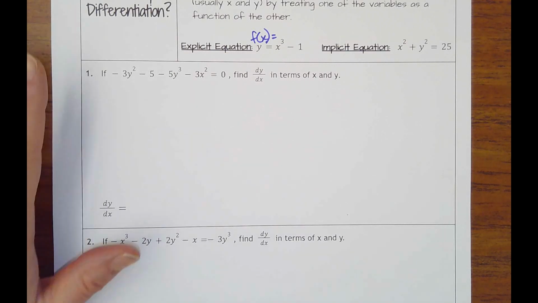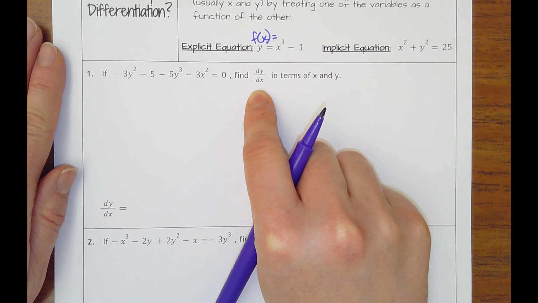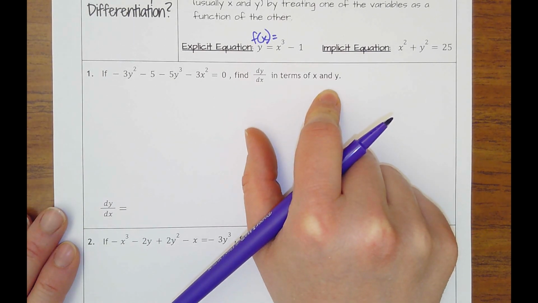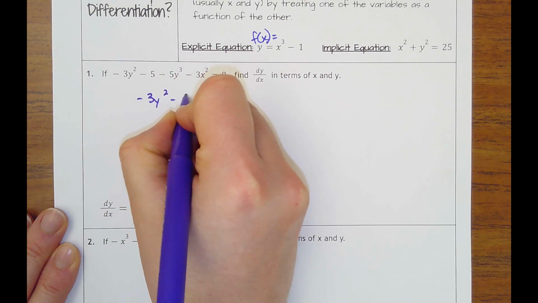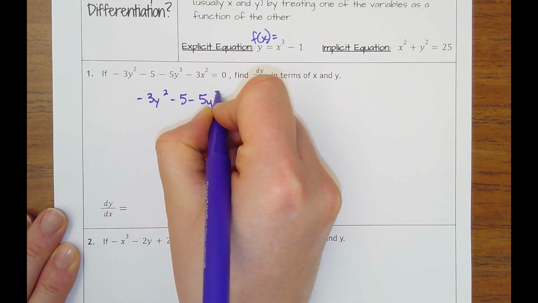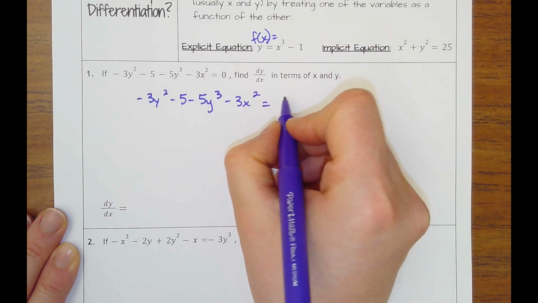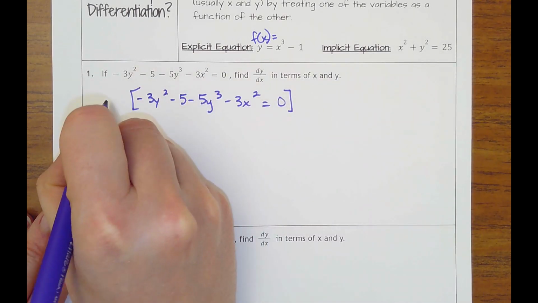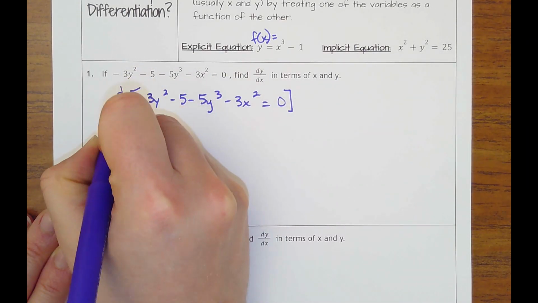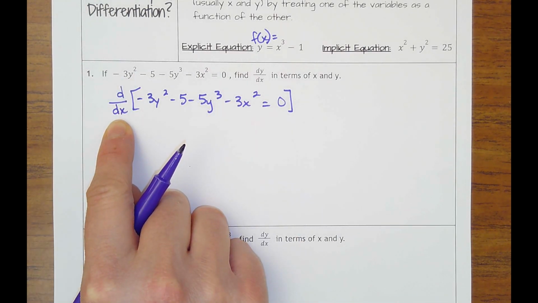So let's try number one. We've got this equation here. It's set equal to 0, which sometimes it is, sometimes it isn't. Find dy over dx in terms of x and y. So what I want to do is I'm going to rewrite the equation, and I'm going to take the derivative of both sides. And so really, I just go ahead and put one set of brackets, and I'm going to take it times d over dx. I don't want to put dy over dx because I'll actually end up with that once I take the derivative. I'll show you what I mean.